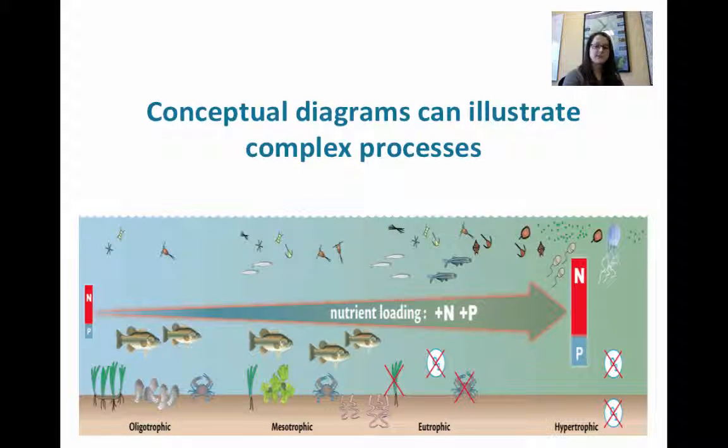They can also illustrate complex processes within a system. So here we have an offshore environment that's experienced nutrient loading. So as the arrow of nitrogen and phosphorus increases and the nutrient inputs, you can see how the system is changing from oligotrophic to hypertrophic. And the author has used the size, used X's to cross out different symbols, and then also added algal symbols at the top to illustrate the increase in phytoplankton blooms.